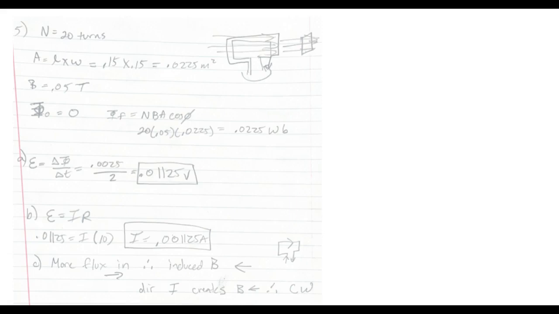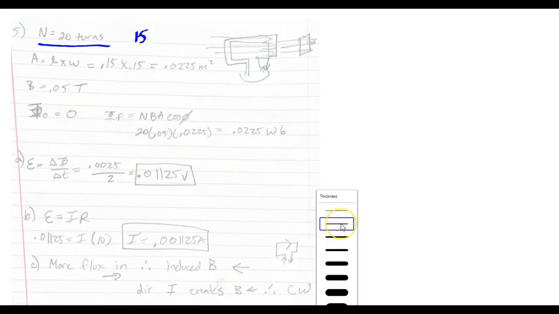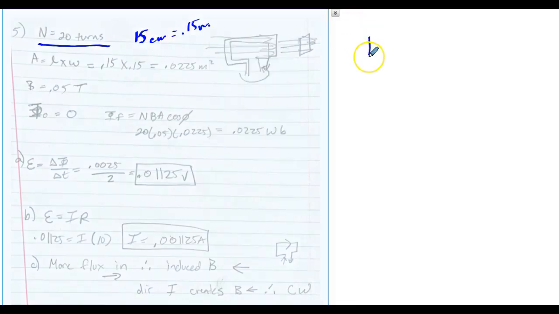So it reads, a flat square coil has 20 turns. So 20 turns, that's the N value. That's how many coils make up the loop. It's rotating in a magnetic field. Each length is 15 centimeters, which is 0.15 meters. And then it's a square, so it's 0.15 there too. When you multiply those out, 0.15 times 0.15 gets you 0.0225 meters squared. So that's the area of this square loop of wire.